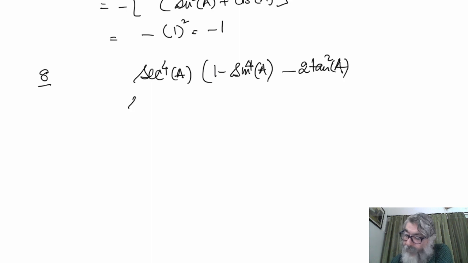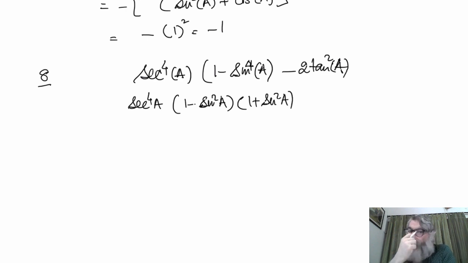Okay, sec 4a, it could be written as, because it was 1 minus sine to the power 4a, I can write it as a square minus b square, factor a minus b, a plus b, so 1 minus sine square a, 1 plus sine square a minus 2 tan square a. Now this will become cos square a.